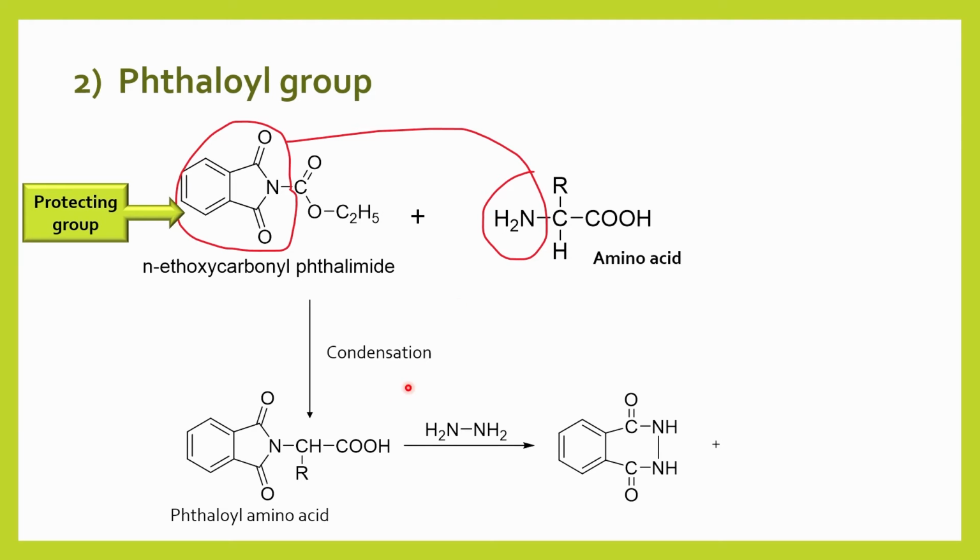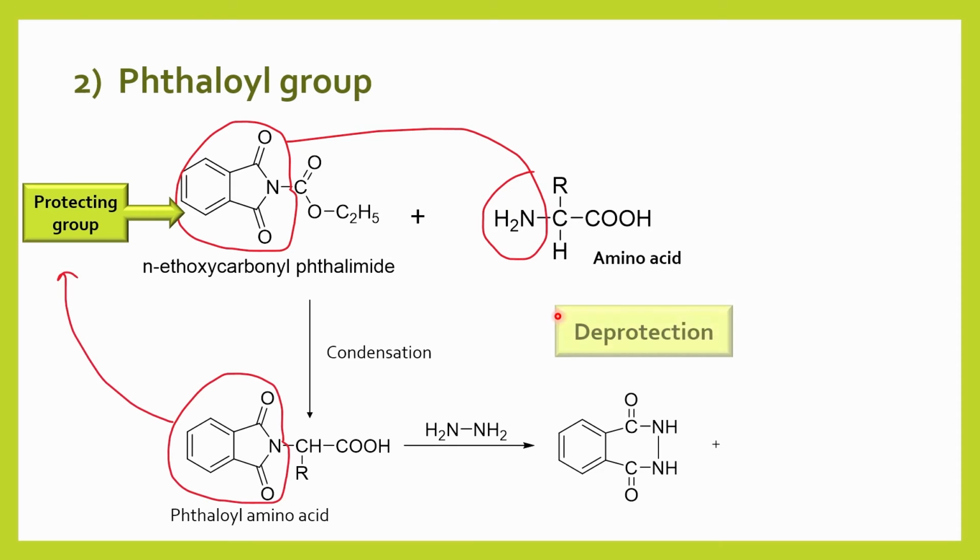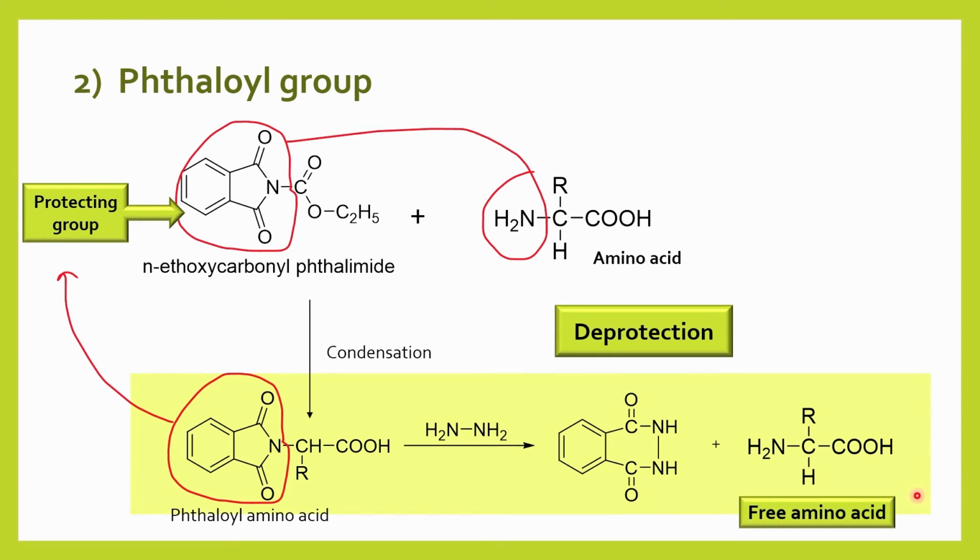And after that, we'll get a compound called phthaloyl amino acid, and we can see how this protecting group is protecting the N-terminal. Now when we have made our peptide chain, we would want to remove it from the N-terminal. So for deprotection, we will simply pass it through hydrazine. So this compound would get formed along with a free amino acid. And that is how we use the phthaloyl group in protecting the N-terminal of an amino acid.